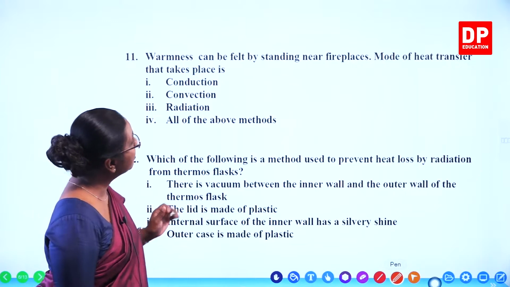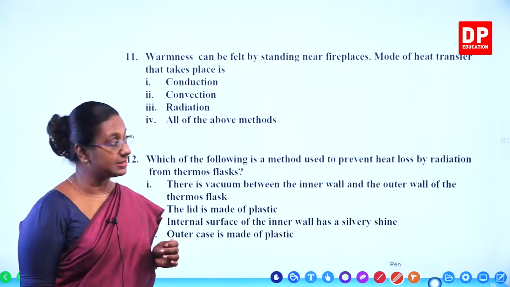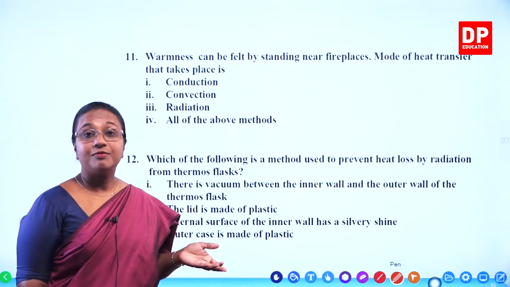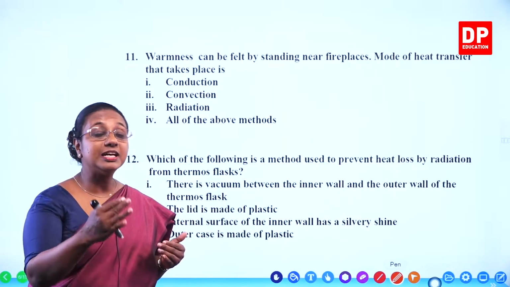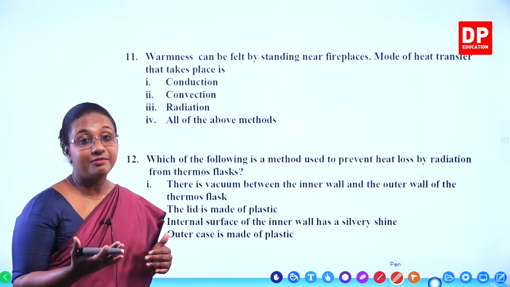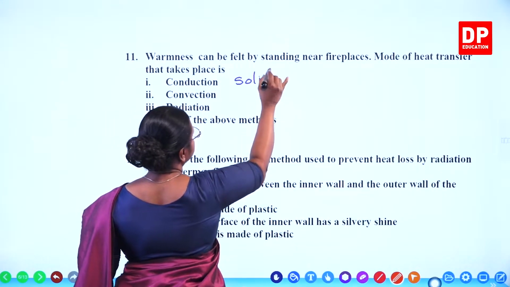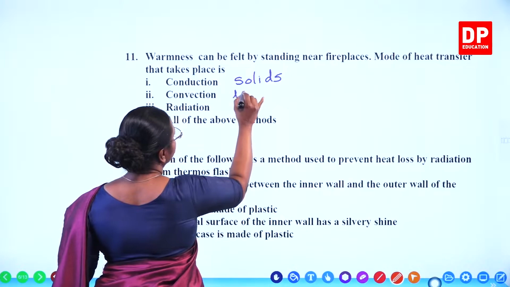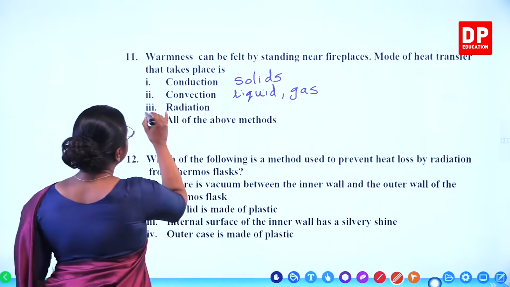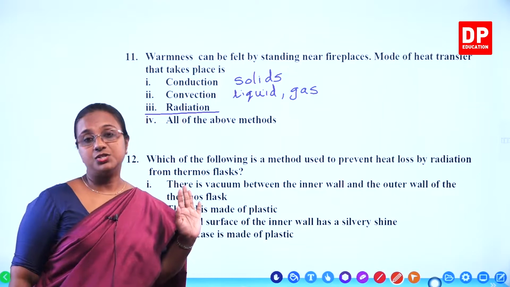Warmness can be felt by standing near a fireplace. Mode of heat transfer that takes place: near fireplaces, you are not in contact with fire. So, there is heat radiation, thermal radiation. Conduction takes place in solids. Convection, liquid and gas. And here it is thermal radiation or radiation. All of the above, that is also not correct.